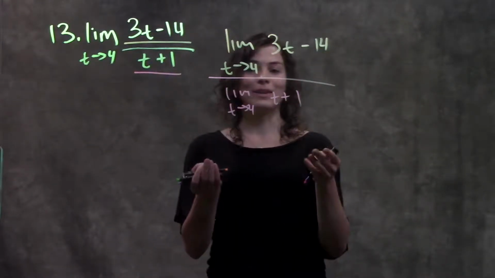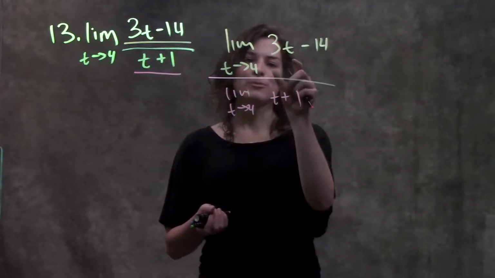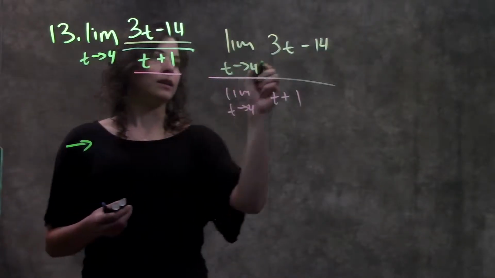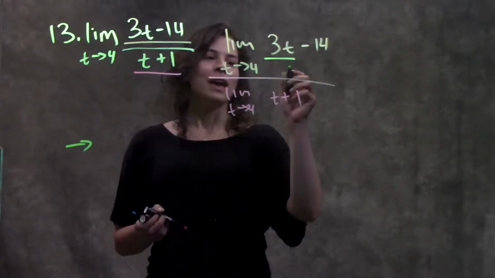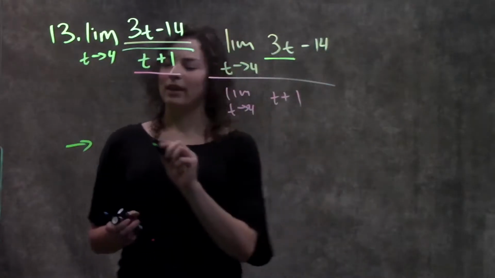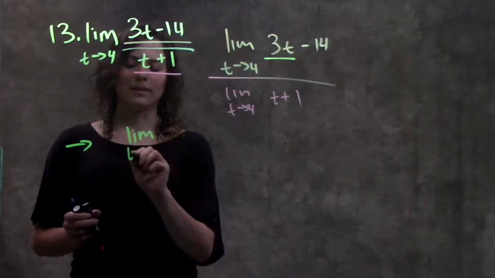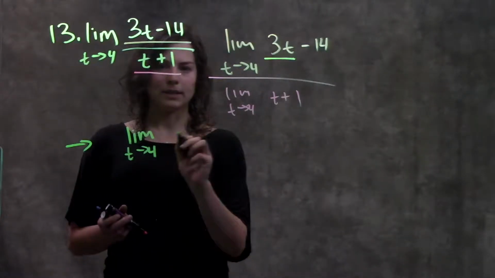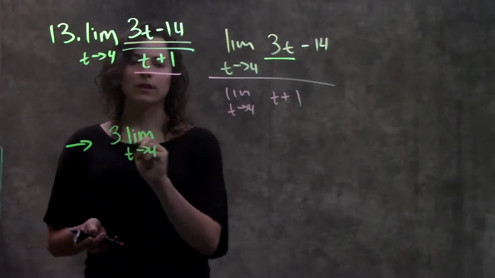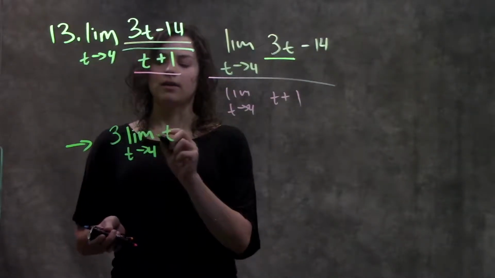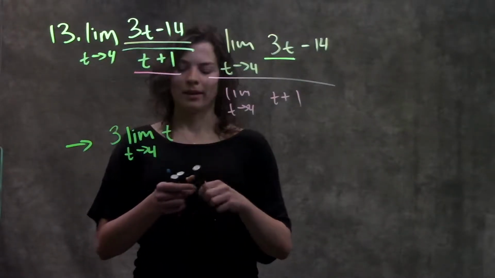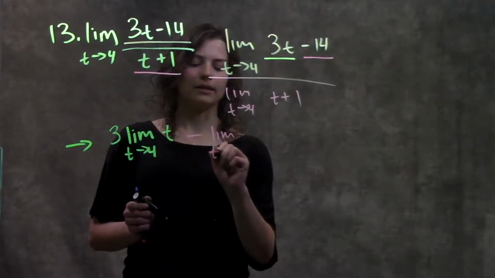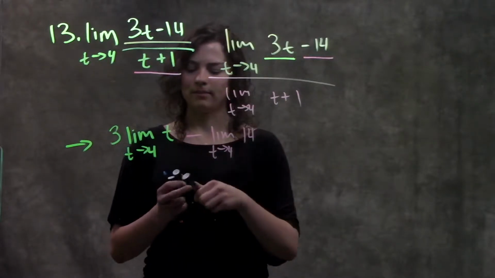Now looking at this part, I can separate out both the numerator and the denominator one step further. So bringing it down here, I can use my addition law and separate out the 3t and the 14. On the numerator, I have the limit as t approaches 4 of, I'm going to skip a step here. I could write a 3t here, but I'm going to move the constant out to the front and just write the limit as t approaches 4 of t. Then I have minus the limit as t approaches 4 of 14.